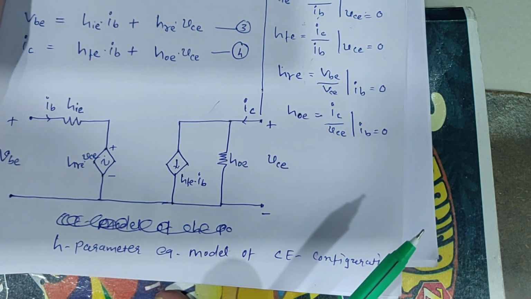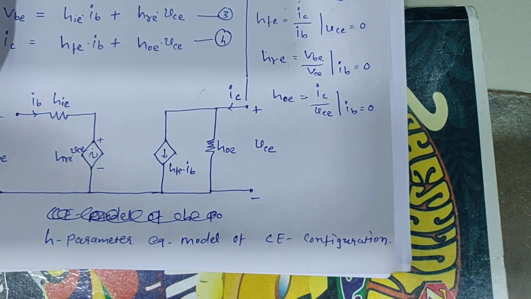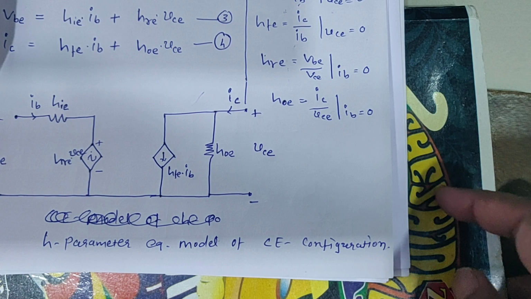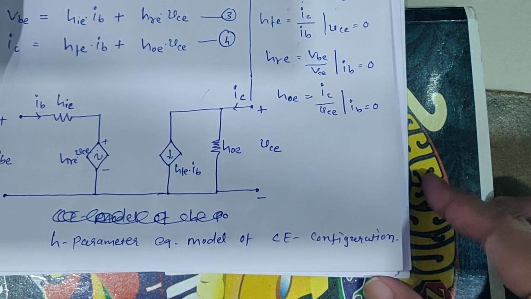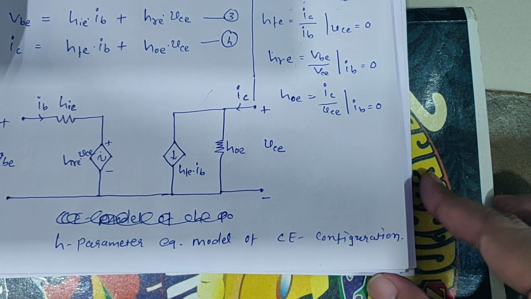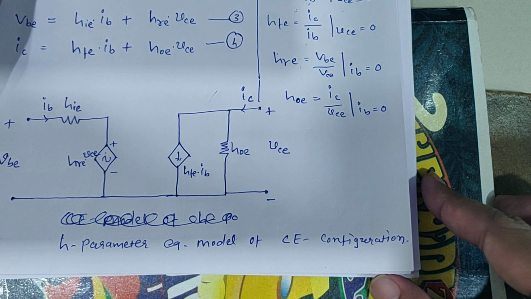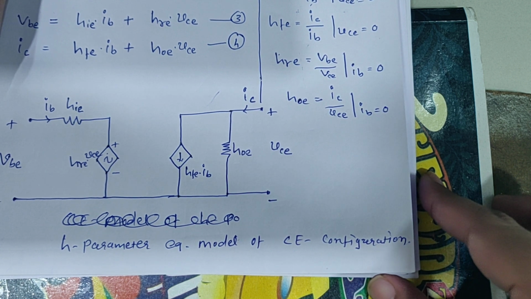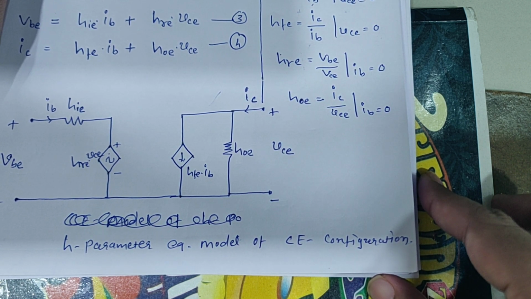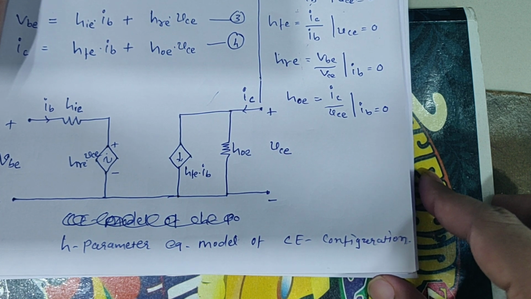So for this lecture we keep up to this particular derivation. In the next lecture we will see the other two configurations, how to derive or draw the H parameter equivalent circuit or model of common base and common collector configuration.